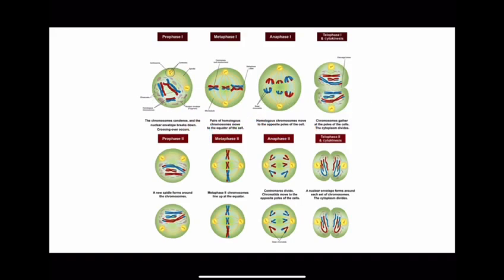Meiosis is a type of cell division that results in the production of 4 genetically unique daughter cells, each containing half the number of chromosomes as the parent cell, so they are haploid cells. Meiosis is essential for sexual reproduction, and it occurs in all sexually reproducing organisms.